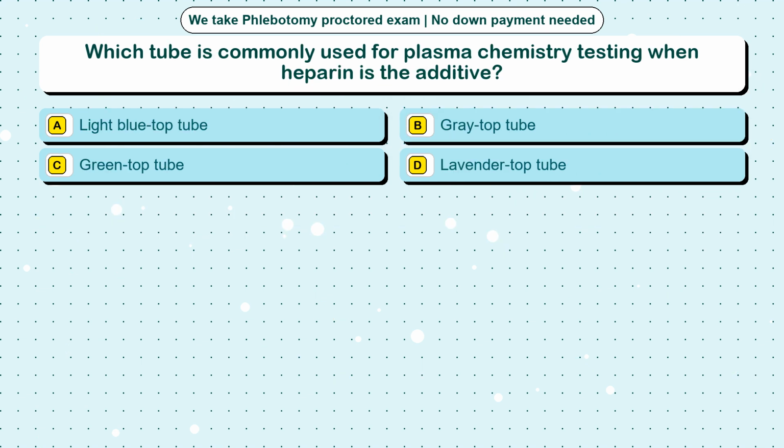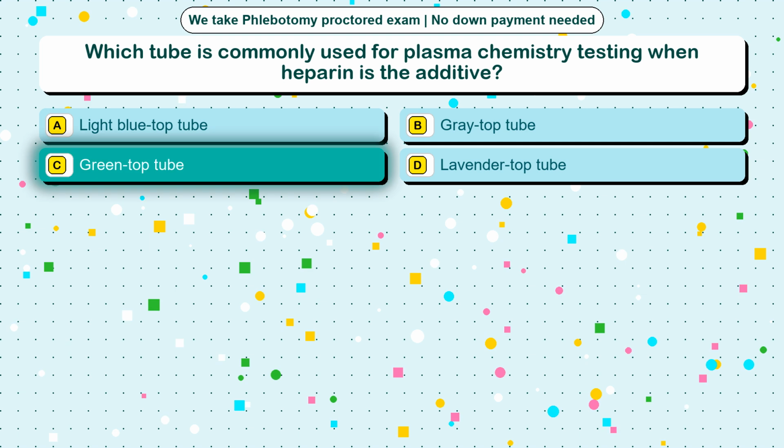Question 27. Which tube is commonly used for plasma chemistry testing when heparin is the additive? Option A. Light blue top tube. Option B. Gray top tube. Option C. Green top tube. Option D. Lavender top tube. The correct answer is option C.